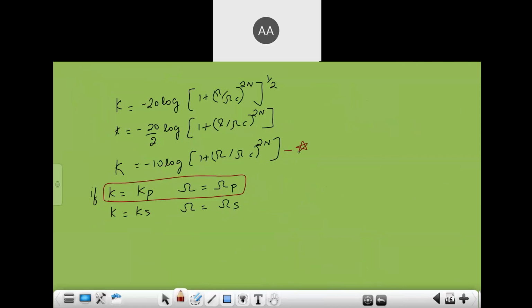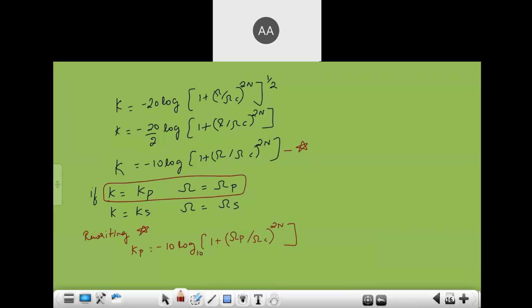Okay. So how do I do it? Let me rewrite expression star. I'll write it as kp is equal to minus 10 log of 1 plus, I'll replace omega with omega p by omega c whole thing to the power 2n. This is the expression for kp, right? This log is that of base 10, right? So I want to write it in terms of omega p by omega c.